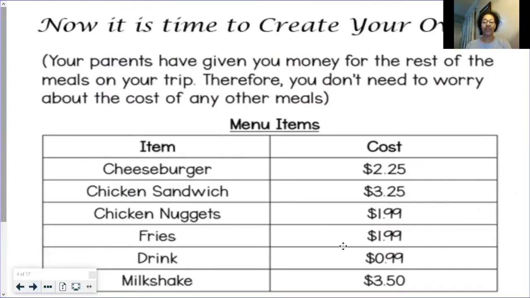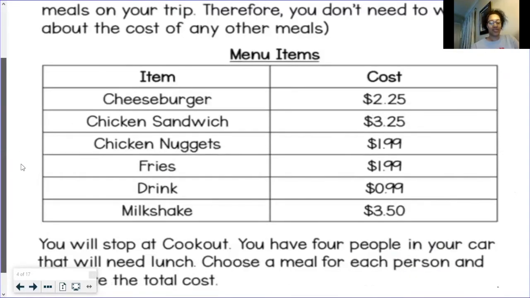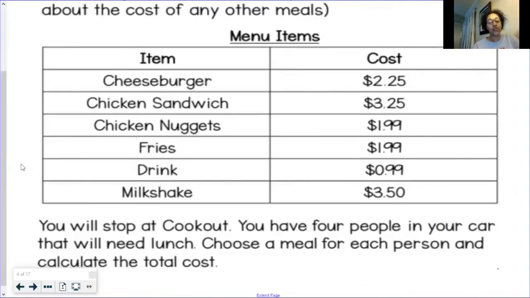Now, we can't forget that we have to eat while we're gone, right? So your parents said for one of the meals you are responsible for. Now, you get to choose what you want, though. And you also get to select what the other 3 people on the trip would like as well. Well, the location that you all are stopping at for this meal will be Cookout, all right? So what you're going to do is you're going to choose a meal for each person. Once you've chosen a meal for each person, then you're going to total it up so that we can see how much that bill is going to cost.